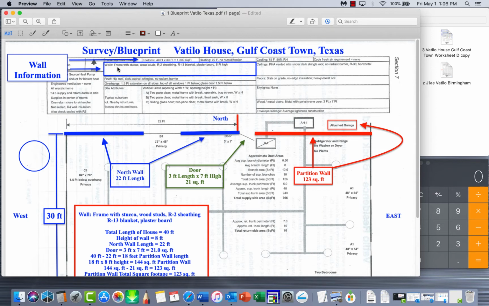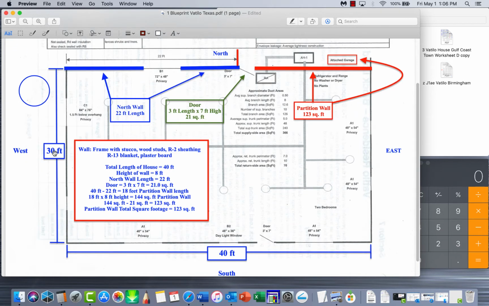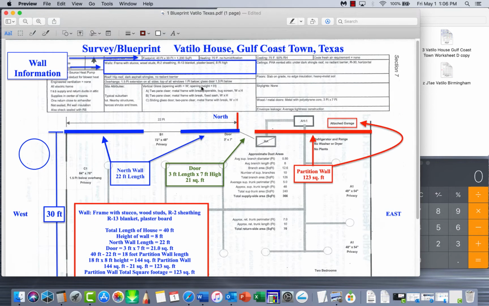It is a wall frame stucco, wood studs, R2 sheathing, R13 blanket, that's the insulation inside of it. Plasterboard, that's what the interior is coated with. And of course, it's 8 foot high. Now we need to know some information on our house too. I've put this up here, 30 by 40. So we have 30 foot wide, 40 foot in length.